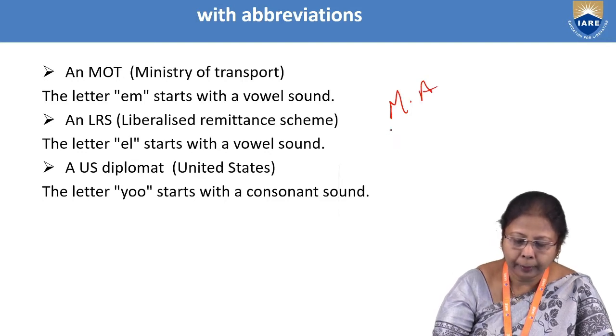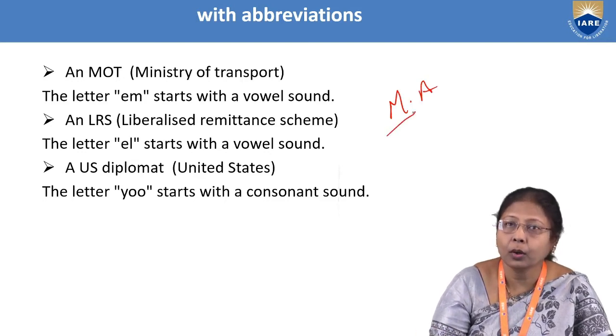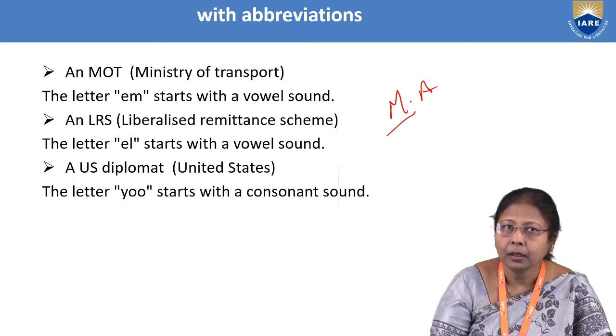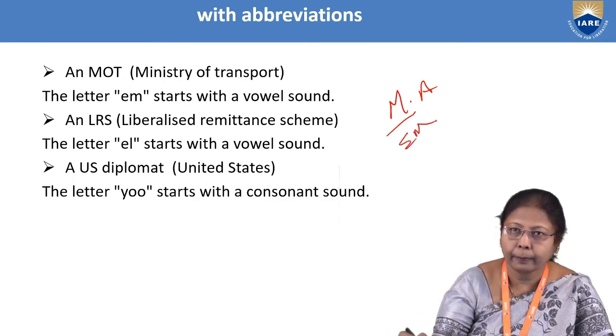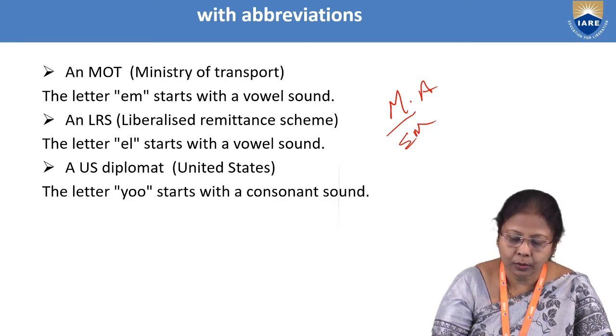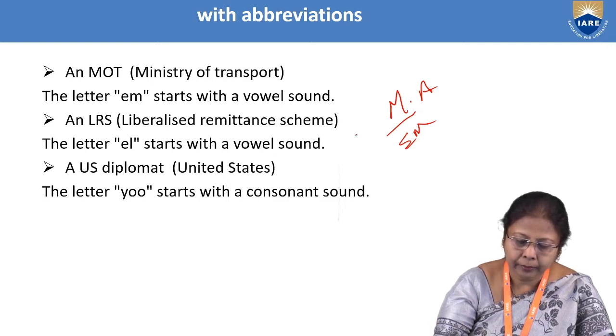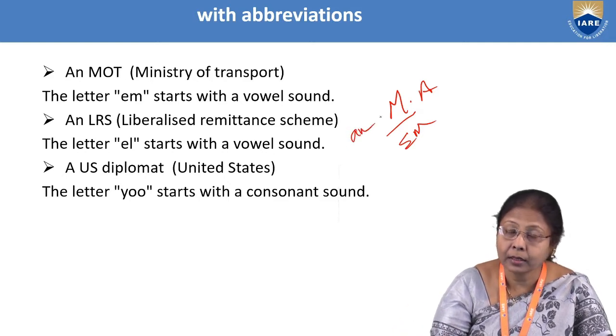So here M is a consonant letter, but it gives the sound of EM. M is a vowel sound. It's a vowel sound. So "an MA" is correct. It's a correct expression.